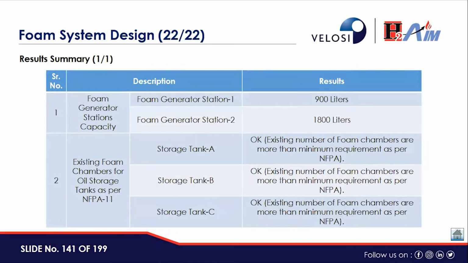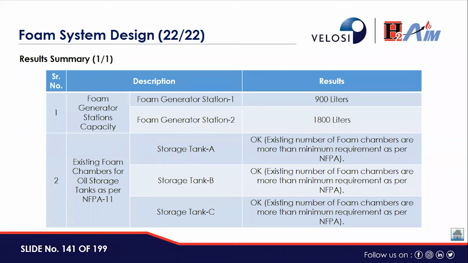So this was the summary. Foam generator station's capacity for foam generator station 1 is 900 liters or 450 liters. Foam generator station 2, 1800 liters. So the existing foam chambers for oil storage tanks as per NFPA 11 for storage tank A was okay.